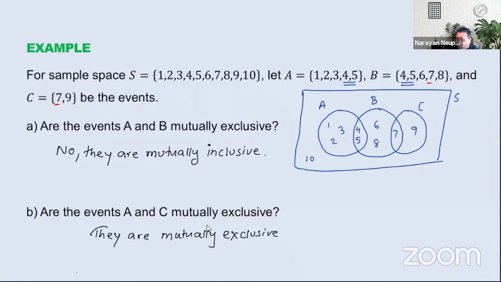So all you have to do is look at the diagram and say, if there is something in common, then they are mutually inclusive. If there is nothing in common, then they are mutually exclusive. So A and C are mutually exclusive, but A and B are mutually inclusive. That is the difference between mutually inclusive and mutually exclusive. So with this, we completed the first rule for today, that is the addition rule of probability. Before I move on to the multiplication rule of probability, are there any questions on the addition rule of probability?